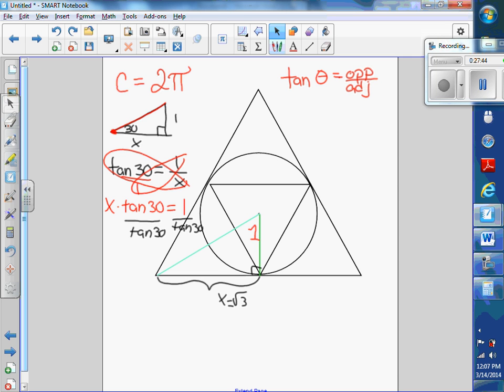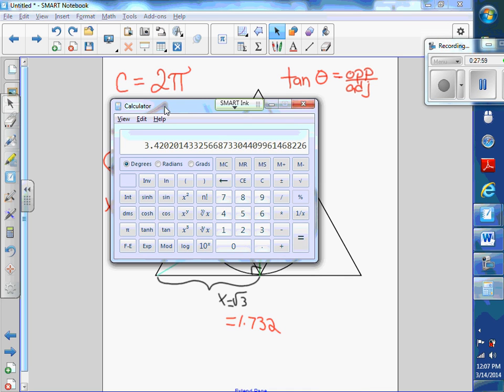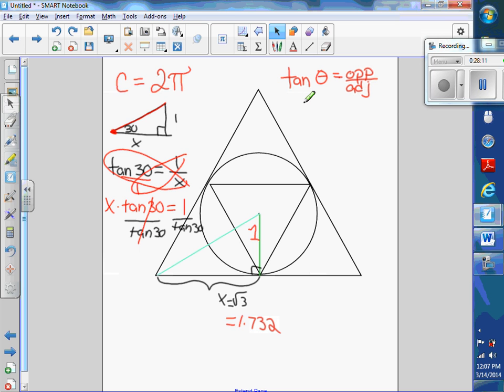So now I have to type in 1 divided by the tangent of 30. Okay, so Jack just typed it in and got 1.732. Now what? You know it's the square root of 3, right? From your 30-60-90 triangles. So it's the square root of 3. So what's the point of this? It is cool. So do you guys get that?